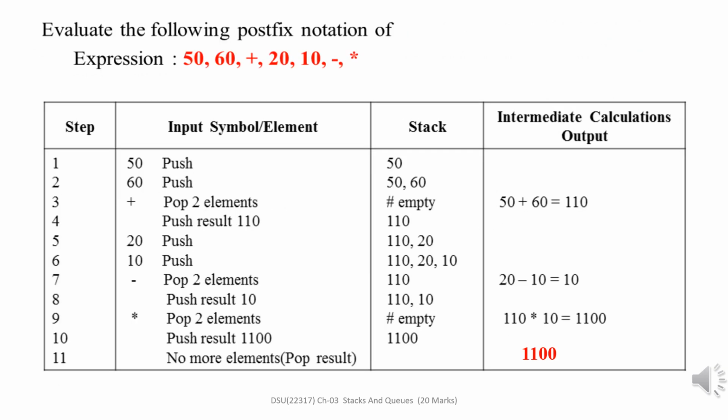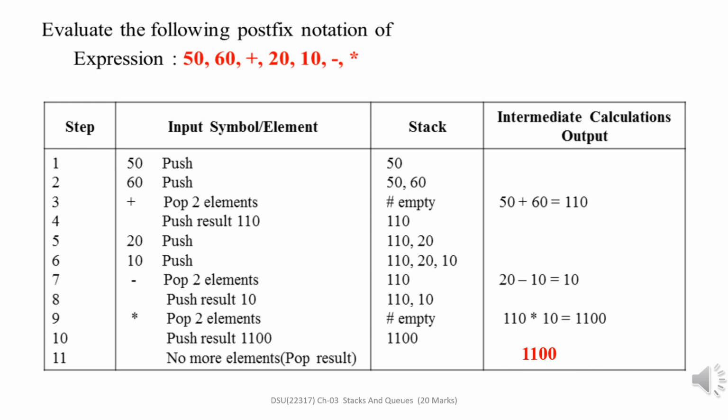This is another example for evaluation of postfix expression. So 50 60 plus 20 10 minus multiplication. First 50 and 60 are the operands, that's why they should be in the stack, so 50 comma 60. Now next is a plus, so 50 plus 60 equal to 110, so in the stack there is a 110.